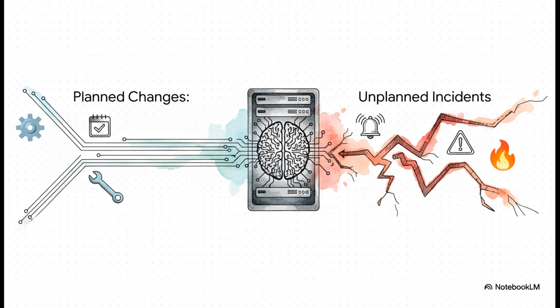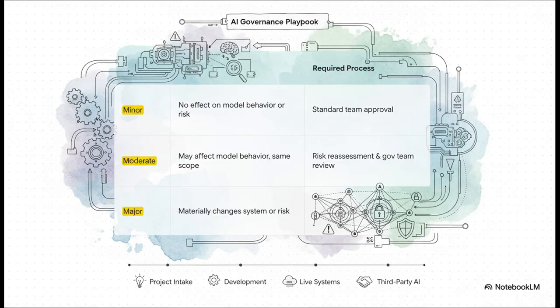When an AI is live, its life really boils down to 2 things. You've got your planned changes, the proactive stuff like updates, bug fixes, performance tweaks, and then you've got your unplanned incidents, the moments when things just go wrong. You absolutely need a playbook for both scenarios. So for the planned stuff, a tiered approach is the smartest way to go. It's all about matching the level of oversight to the level of risk.